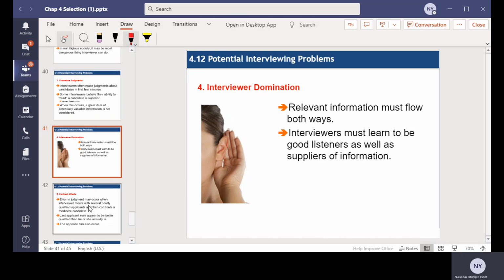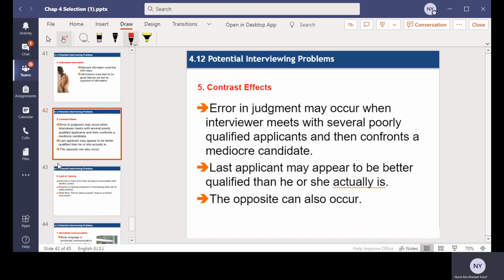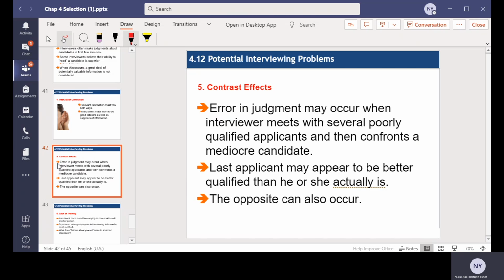All right, the next problem, number 5, is contrast effect. So this one, error in judgment may occur when the interviewer meets with several poorly qualified applicants and then confronts a mediocre candidate. Okay, this one, they try to make a judgment. For example, let's say today 4 candidates come for an interview.